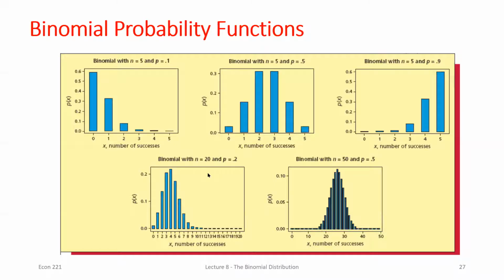Okay. So this one was just another one where n was a little bit higher, 20, and the probability of success is 0.2. So the mean was 4. 4 is the most likely outcome. As I move in either direction, the probabilities decline.